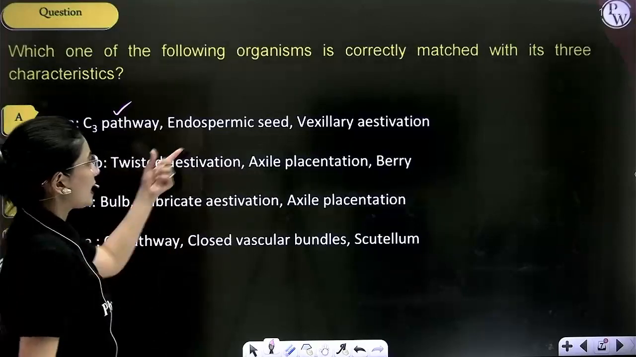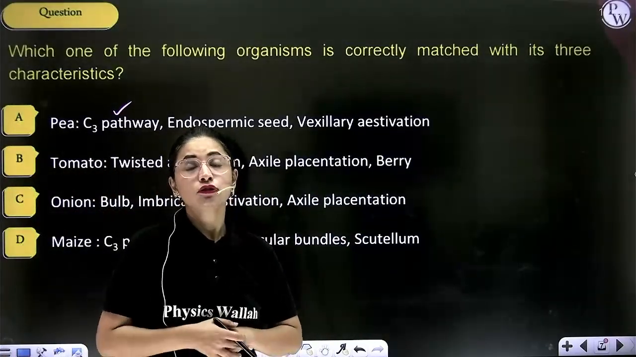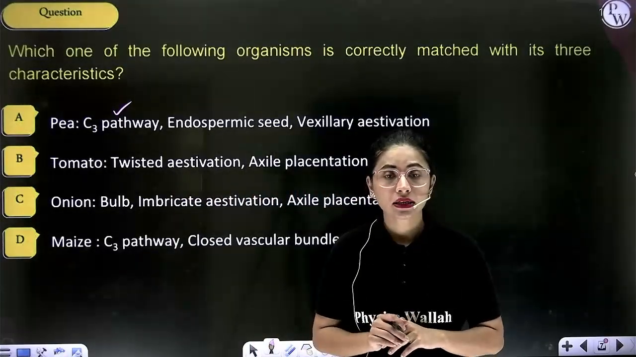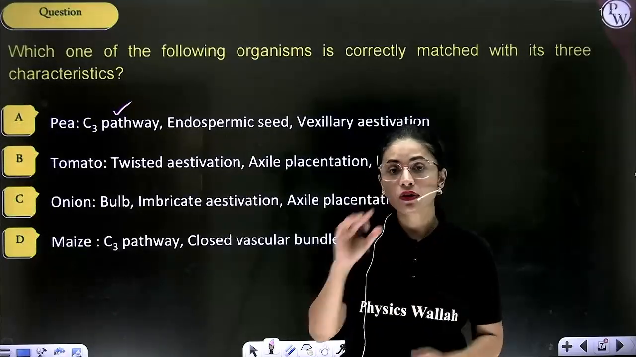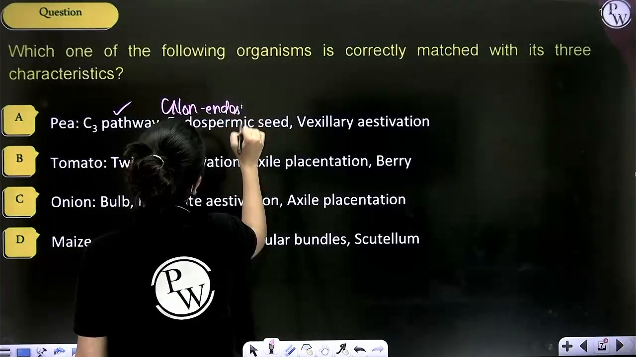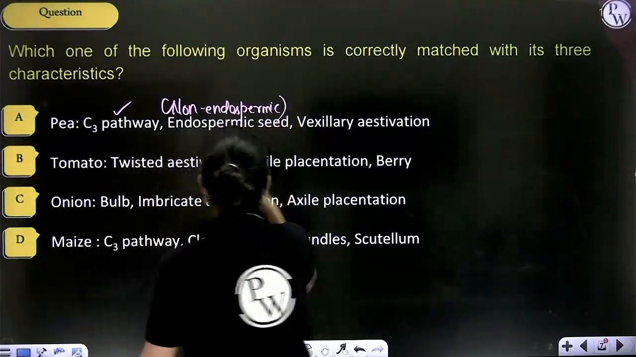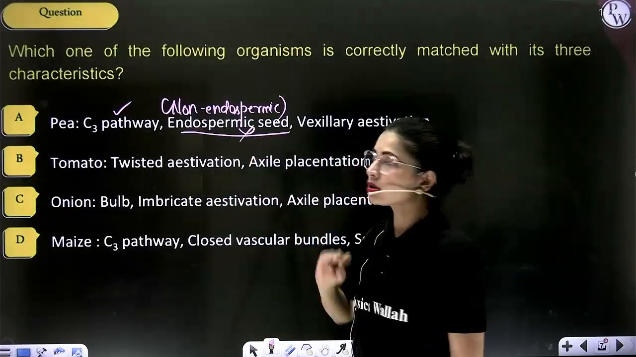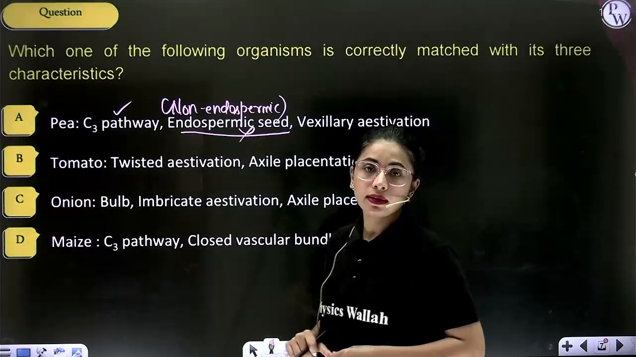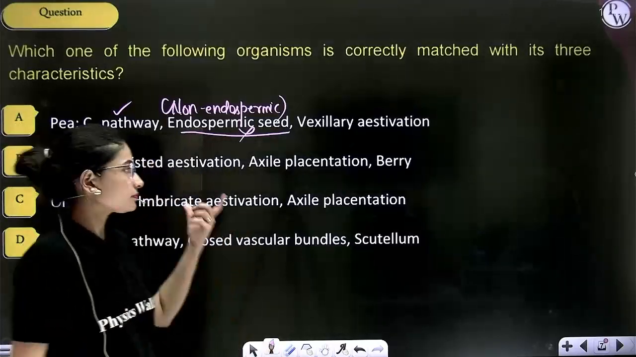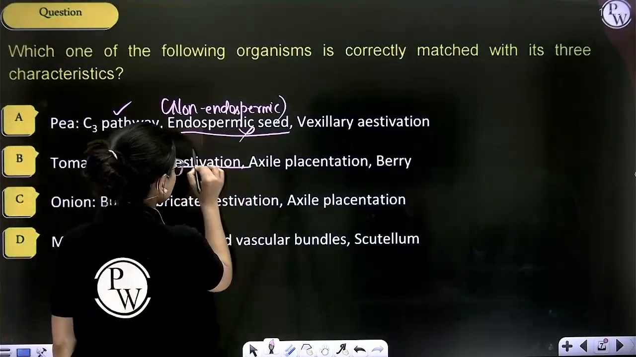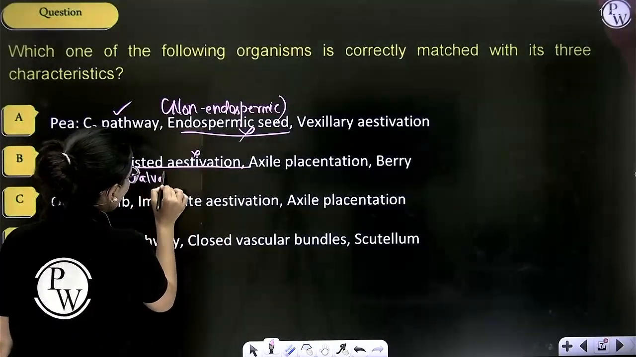This is correct. Is it showing endospermic seed? Endospermic seed is a feature of monocots. But pea is a dicot, and dicots have non-endospermic seed. So this feature is wrong. Hence, one cannot be the answer. Second, tomato. Tomato is a member of Solanaceae family. Is it showing twisted aestivation? No, no twisted aestivation. Rather, it shows valvate aestivation.